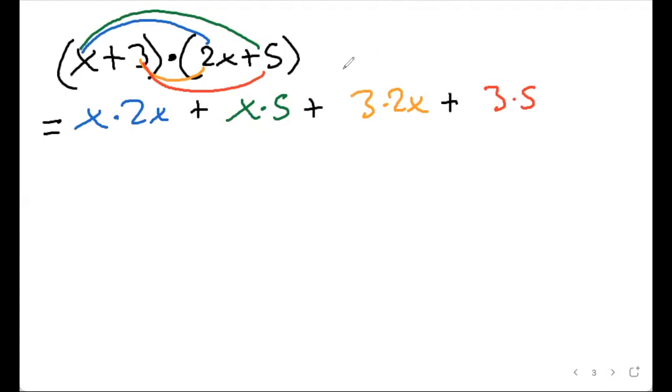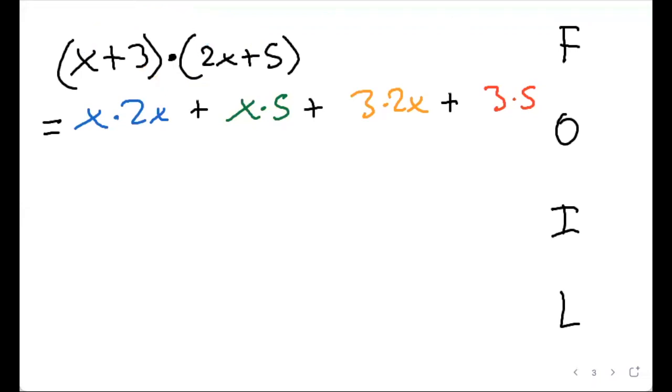Have you heard of this thing, FOIL? It's a memory aid. It's taught in some math classes. It's not always taught, but I'll explain it really quickly since a lot of people like it. The F in FOIL stands for first. So we are multiplying the first terms. X is the first term.